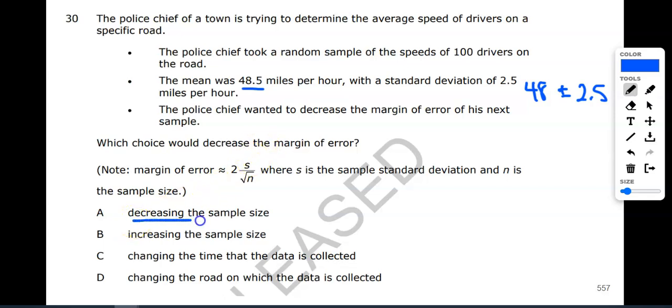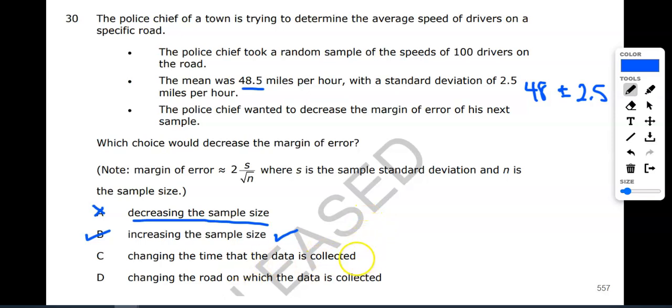Would we decrease the sample size down from 100 drivers? Nope. That would make the margin of error go up. Would we increase the sample size like we were just talking about? Surveying more people brings your margin of error down. So we already know it had to be, well, it didn't have to be one of those, but when two answer choices work against each other, a lot of times it's one of those.